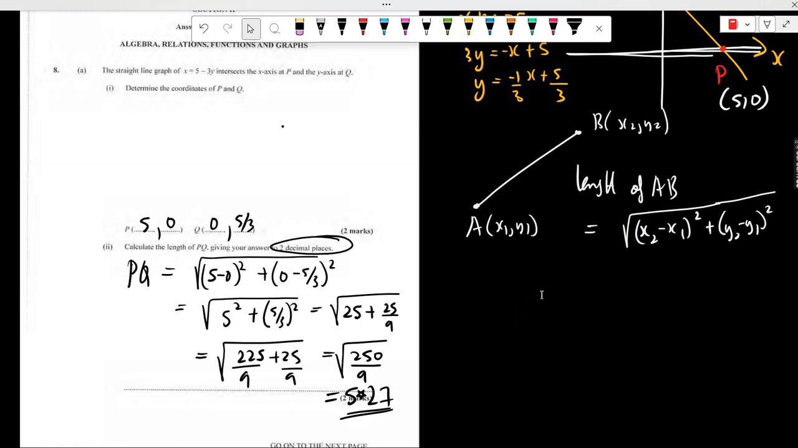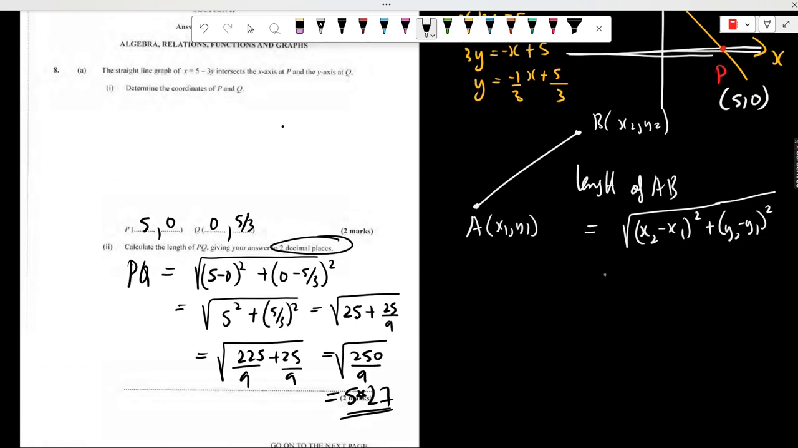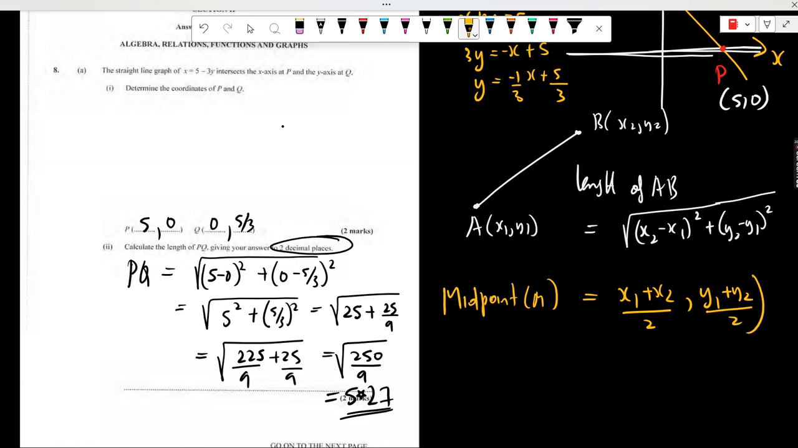All right, so since we have a line segment here already, AB, the midpoint of the line, let's call it M. The midpoint M is given by x1 plus x2 over 2, comma, y1 plus y2 over 2. That is how we find the midpoint of a line. Is that clear?